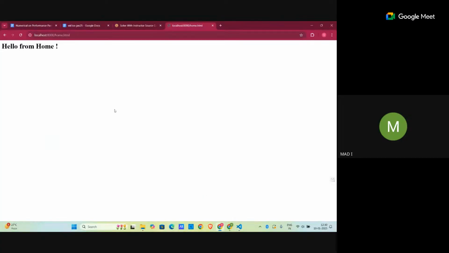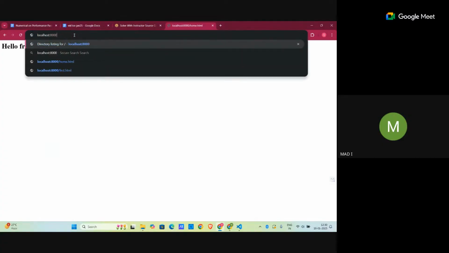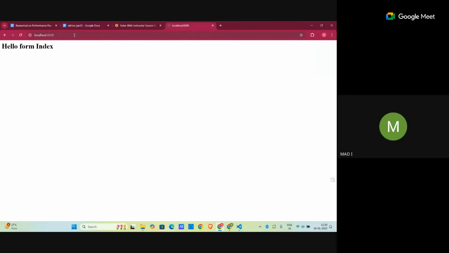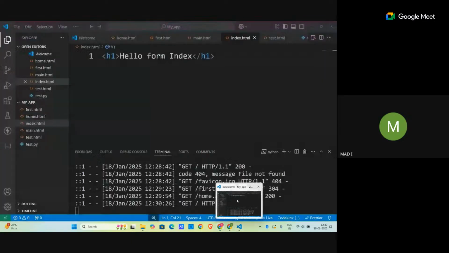Now we will go to localhost. Now you will see that by default, this Python server renders the index.html file. And if the index.html file is not present, then it will give the directory listing for all the files. Okay.